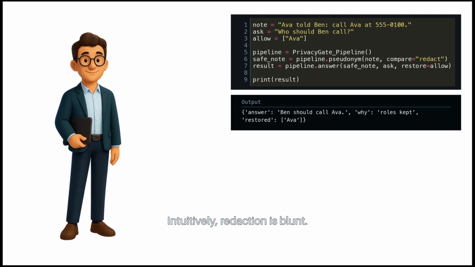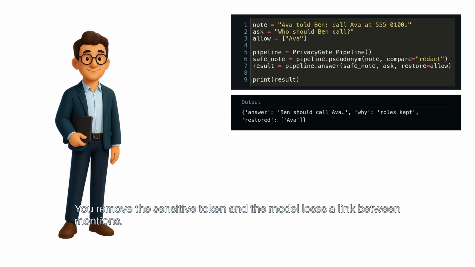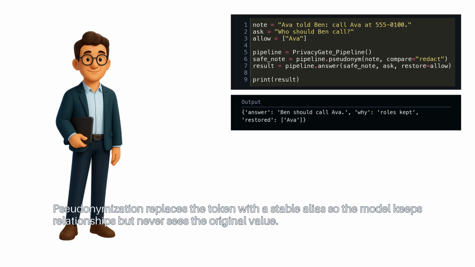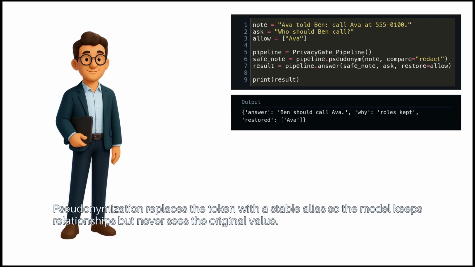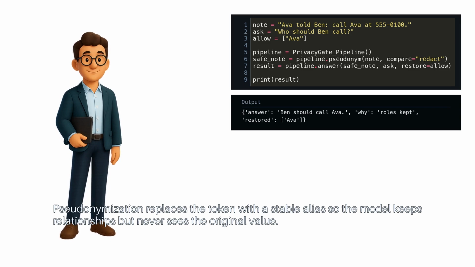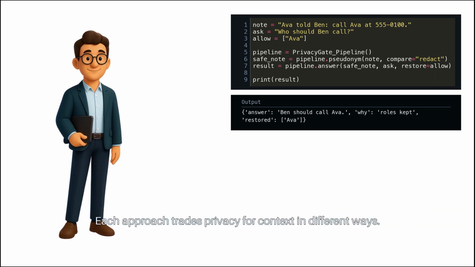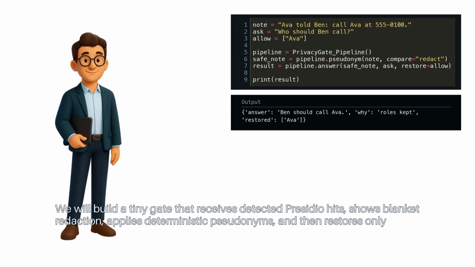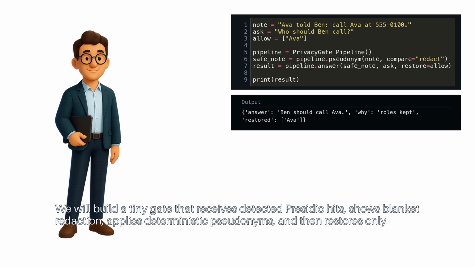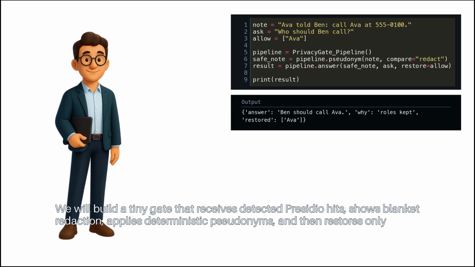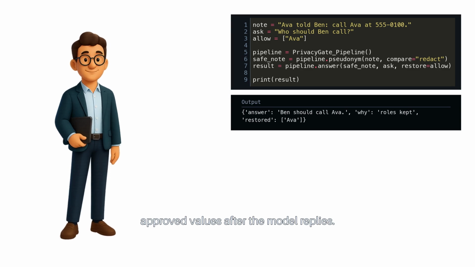Intuitively, redaction is blunt. You remove the sensitive token and the model loses a link between mentions. Pseudonymization replaces the token with a stable alias, so the model keeps relationships but never sees the original value. Each approach trades privacy for context in different ways. We will build a tiny gate that receives detected Presidio hits, shows blanket redaction, applies deterministic pseudonyms, and then restores only approved values after the model replies.